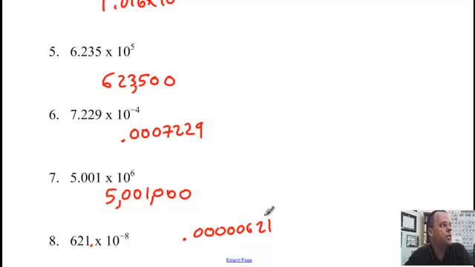The biggest thing with scientific notation, though, is going to be how we use scientific notation in our calculator. We'll take some time in class to really focus on this over the next couple of days. Make sure that we are doing scientific notation correctly.